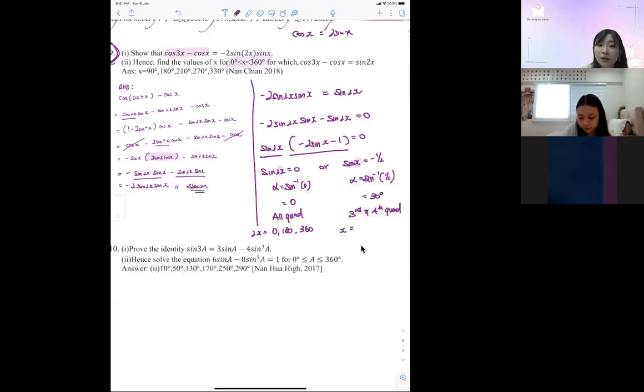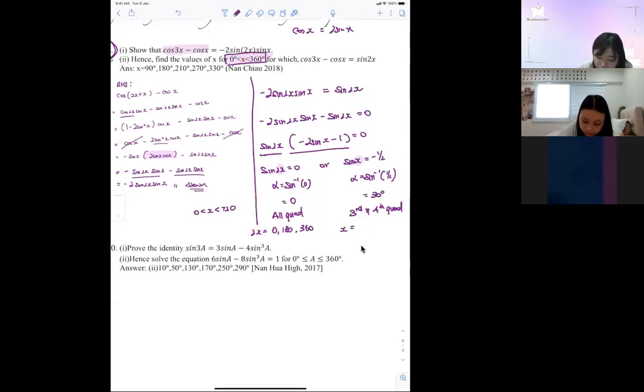Can we stop here? Not sure yet. You must look at your domain. This domain is meant for x. Your angle is 2x, so you must change the domain here. Everything times 2. I write here, I got no space.